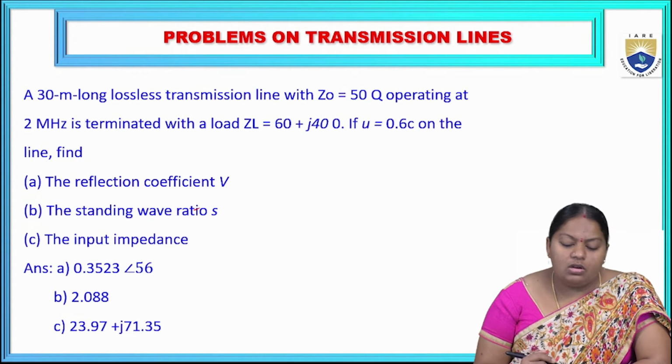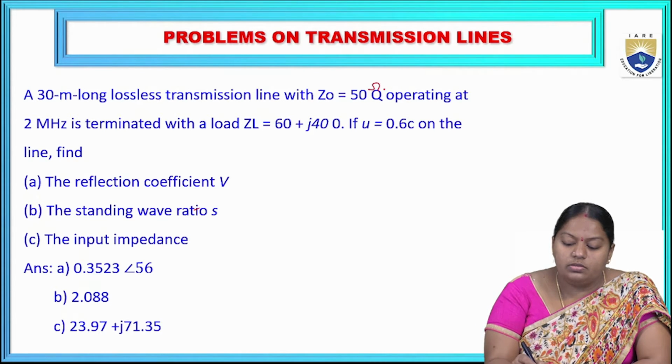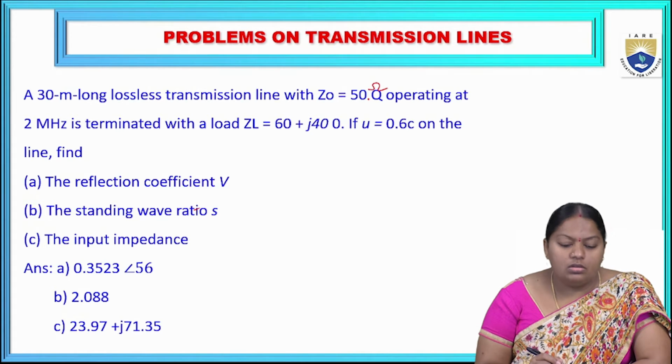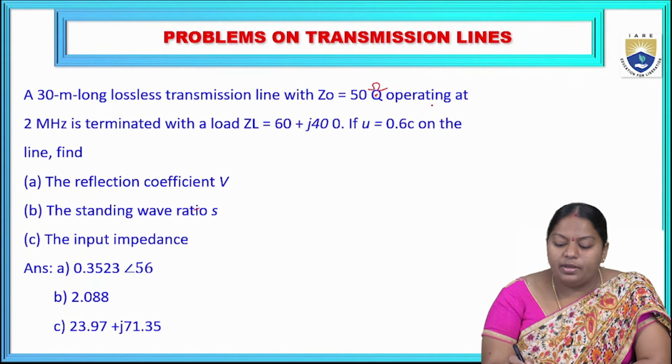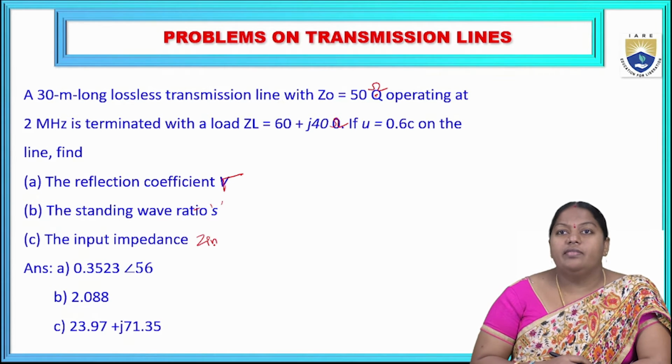Right? So next, one more problem based upon transmission lines. A 30-meter long lossless transmission line with Z0 equal to 50 ohms, operating at 2 megahertz, is terminated with a load ZL equal to 60 plus j40 ohms, and if u equals 0.6 c on the line, then find the reflection coefficient gamma, the standing wave ratio S, and the input impedance Zin.